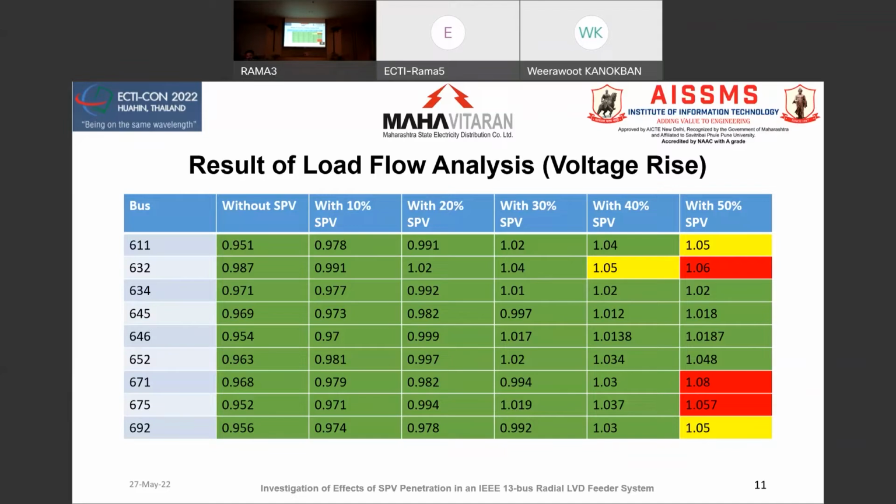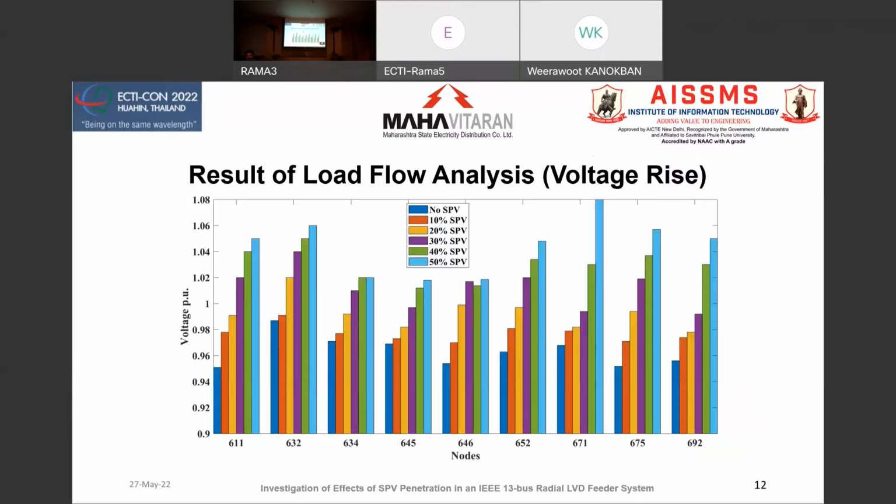So this is the first effect which we have observed with the help of SPV integration on the voltage levels. The same thing is being shown in a graphical representation where we are trying to show the spread of the voltage levels with the different SPV penetration at the different nodes in the IEEE models.